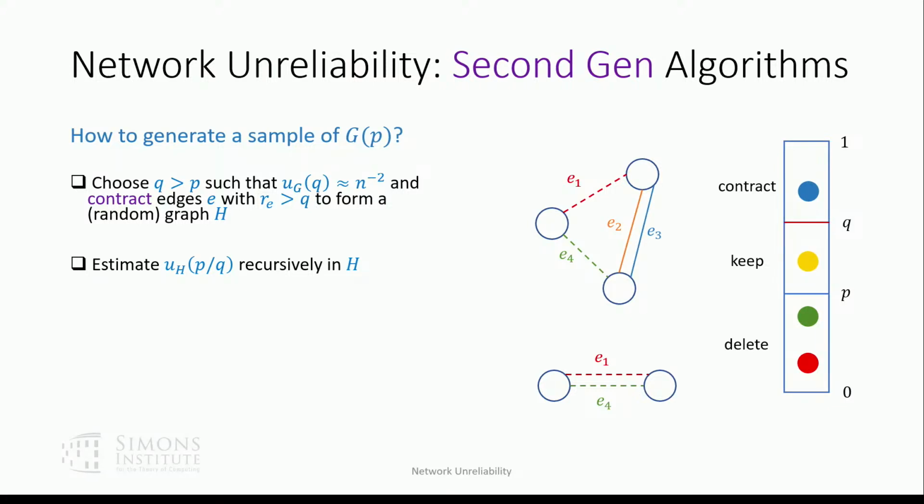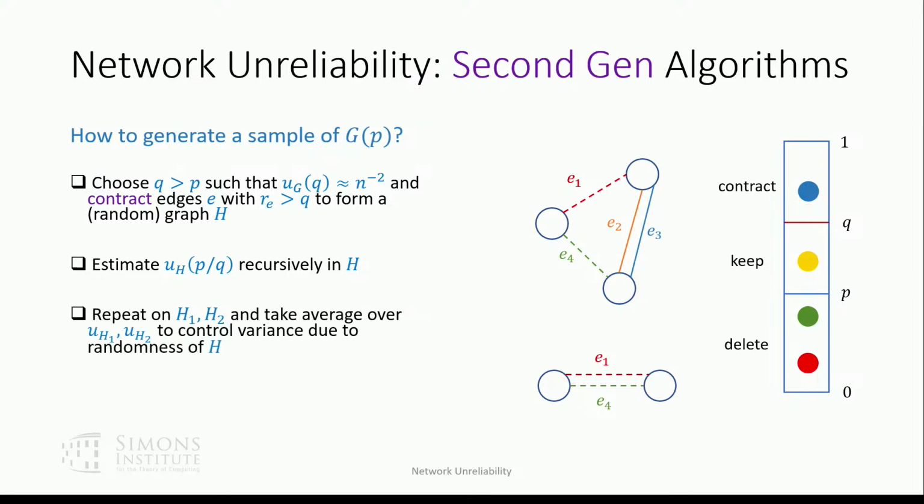Now, what's the advantage? At first glance, it seems like, what am I really gaining by doing it in two steps rather than doing it directly? The advantage, and of course, I recurse and then I have to repeat a bunch of times and take averages, but that's just to kill the variance. That's just standard. The advantage is that H is much smaller than G. So the recursive call is much more efficient.